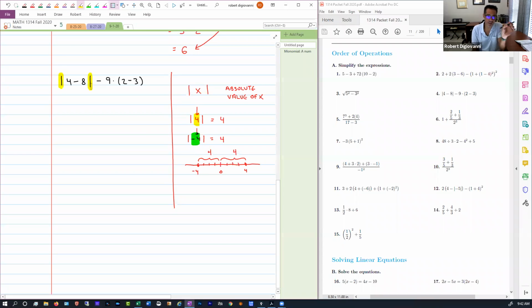Okay, so we got to do what's inside that first. And we have another set of parentheses here that we have to do what's inside of that, right? So the order in which you do this doesn't matter. You can do what's in yellow first and then do what's in green, or you can do what's in green and then do what's in yellow, or you can do them both at the same time. I'm going to save us some time and do them both at the same time. So I'm going to rewrite the absolute value bar. And now I have to figure out what 4 minus 8 is.